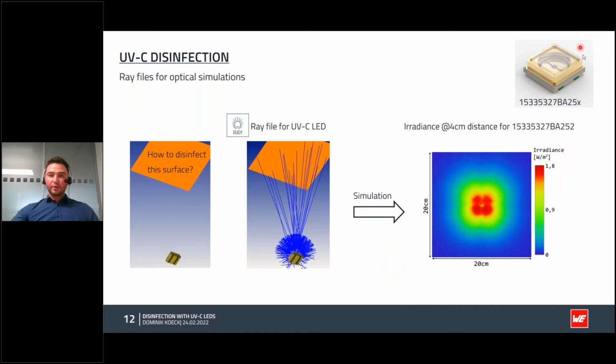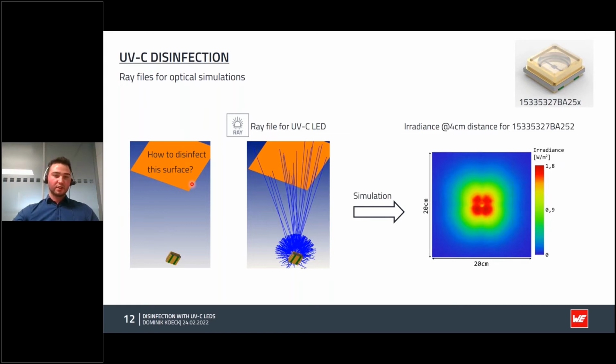So the most common problems that designers have when starting to design UVC LEDs into an application is they have some kind of problem, like how do I disinfect the surface? But they don't know how many LEDs they need and where to place them and how close they can be to the surface and so on. Well, all of this can be modeled before starting to build prototypes. They can be modeled in optical simulation software.